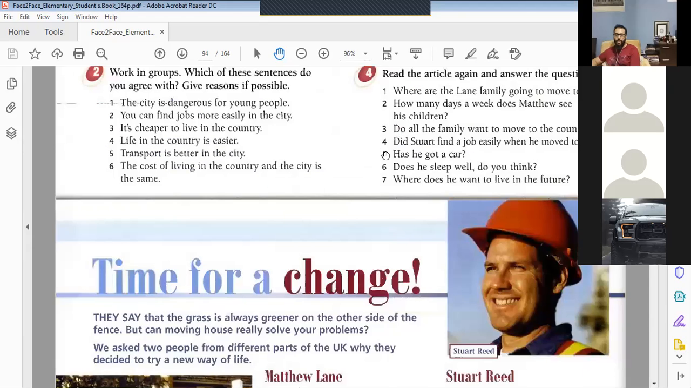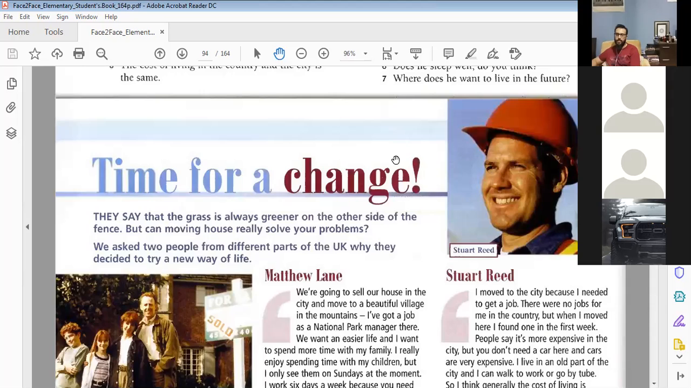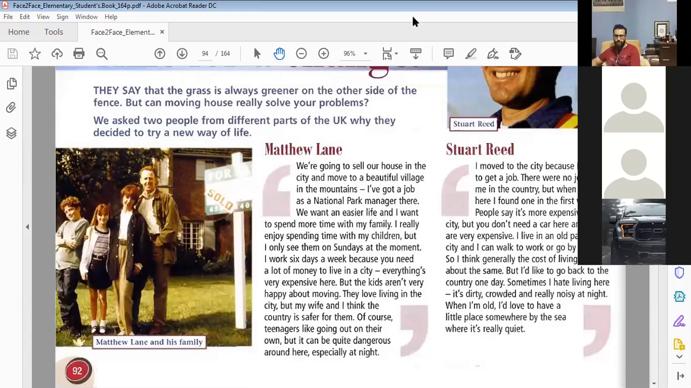Now, has Stuart got a car? No. That's correct. He doesn't have a car. Does he sleep well at night? No. Correct. Because it says here, it's really noisy at night, right? Can he sleep easily if it's noisy? Not easily. Yeah, it's very hard to sleep at night if it's noisy, like in the city, right?